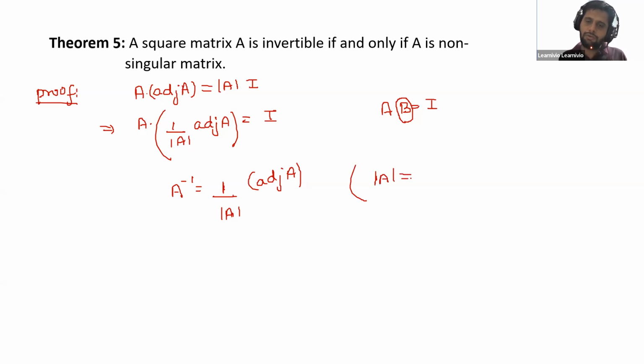When this determinant is not equal to 0. If this determinant becomes 0, then this will not exist. This will become not defined. That's why, for the inverse to exist, the denominator should not be equal to 0, and in the denominator we have the determinant. Okay, so this is clear, Abdur and Zad, the fifth theorem.